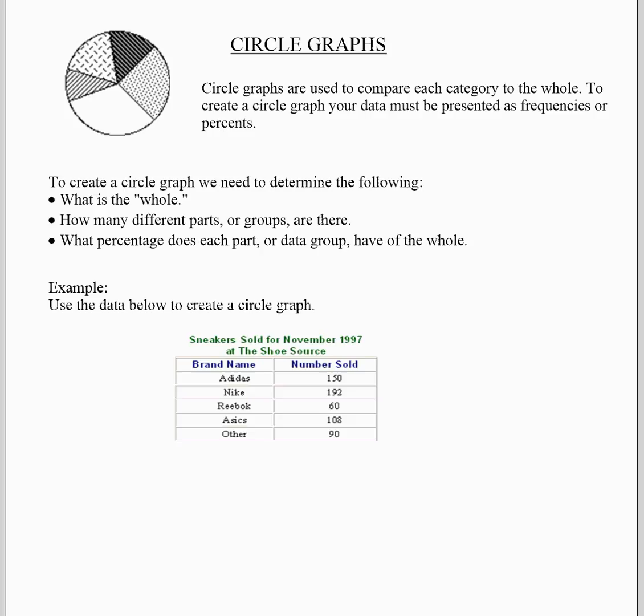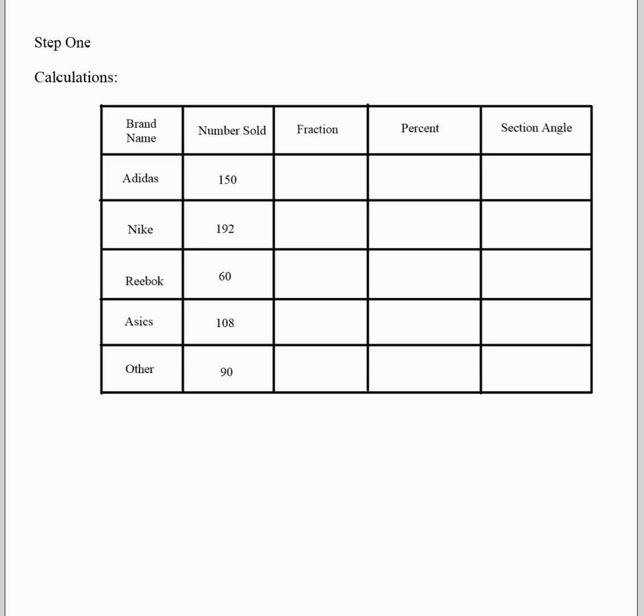So for example, we've got this information here about some sneakers that were sold at a store. And they tell you how many of each kind were sold. What you have to first do, though, is you have to make sense of that data compared to the whole. And so what we're going to use is a tally chart.